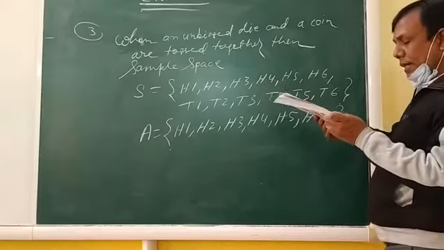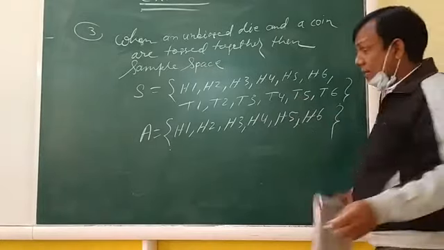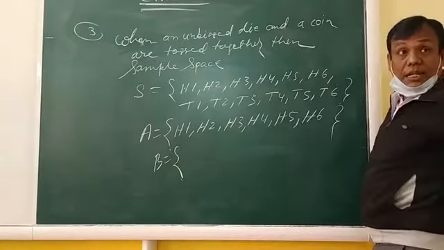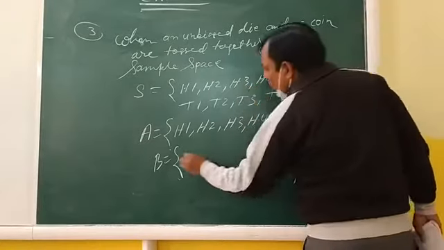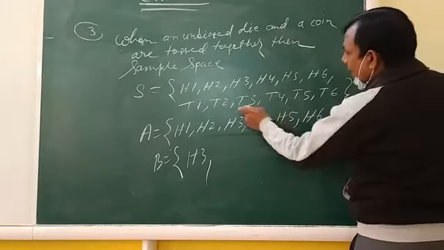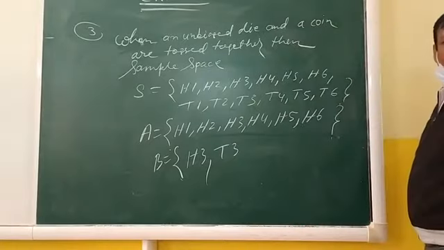Now you see in B. B is event 3 on the die. So in B, what you will write? Head 3 and tail 3. 3 on the die. So you are going to write H3 and tail 3. Is there anything else? Nothing?